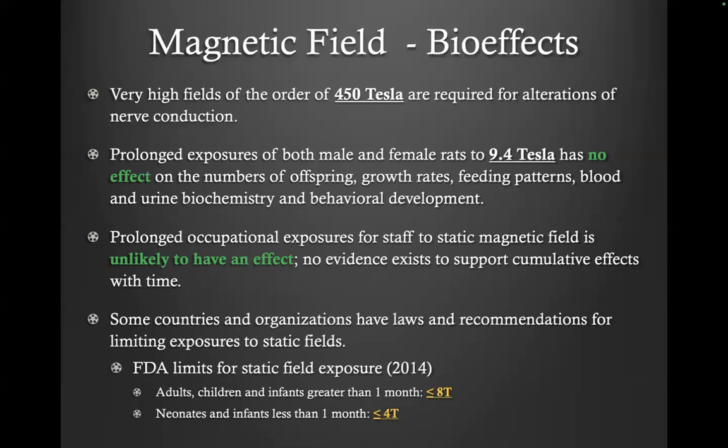But countries and organizations do have laws and recommendations for limiting exposure to static magnetic fields. And then there are guidelines from the FDA back in 2014. It says adults, children, and infants older than 1 month should use a scanner of less than 8 Tesla, and neonates and infants should use a scanner of less than 4 Tesla. So if you go to a 3 Tesla scanner, it's well below that limit.